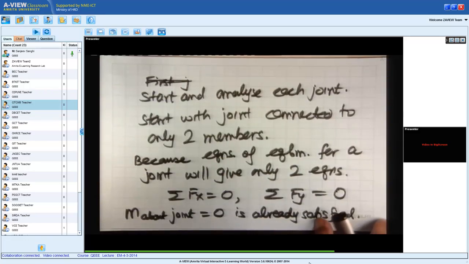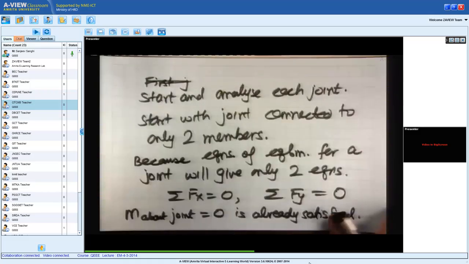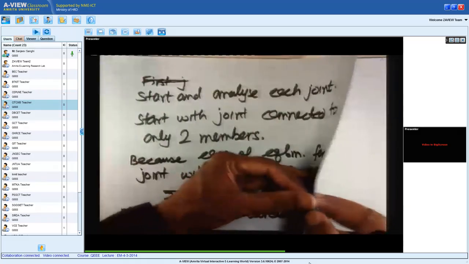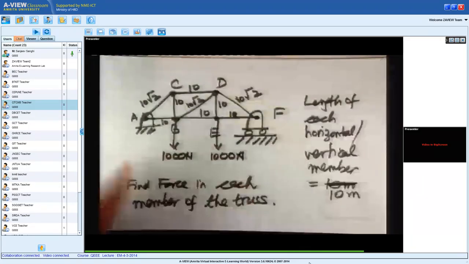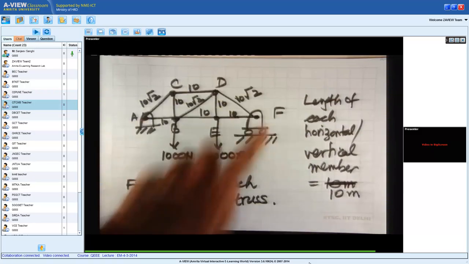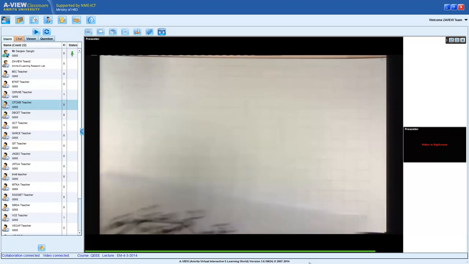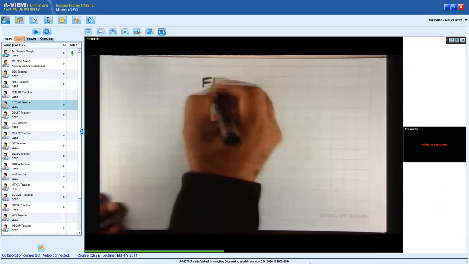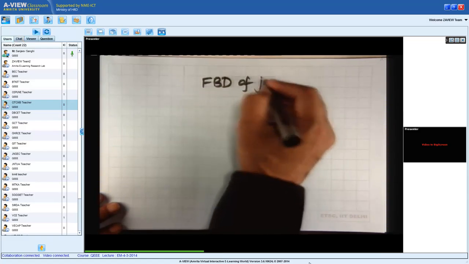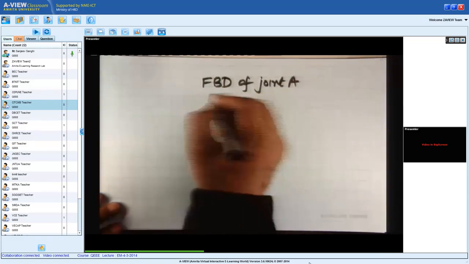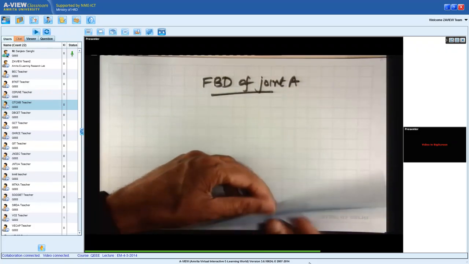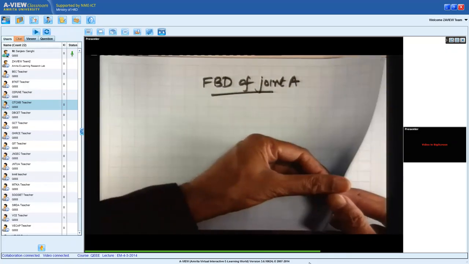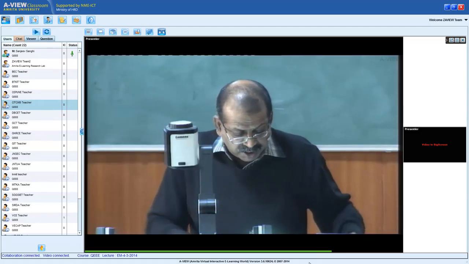So therefore, let us draw. In this case, we find there are only two joints which are connected to two members, joint A and joint F. So we draw the free body diagram of joint A. And once again, let me put the original picture simultaneously with this so that you are able to analyze this better.